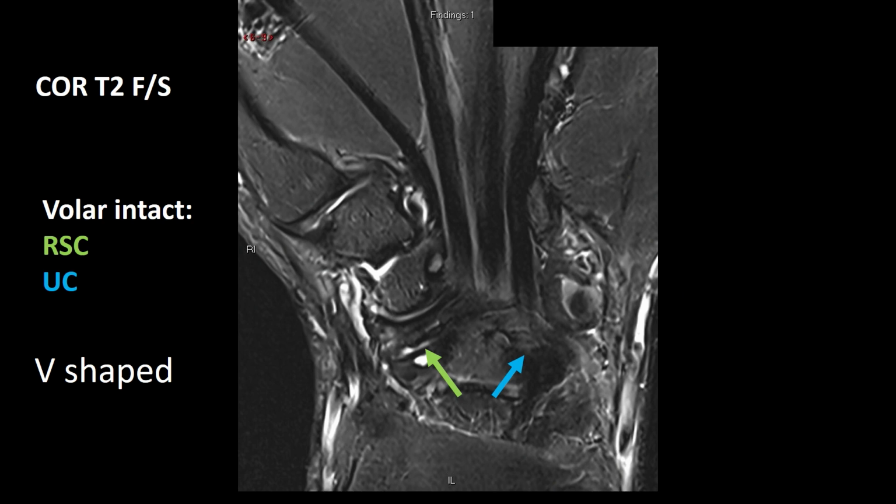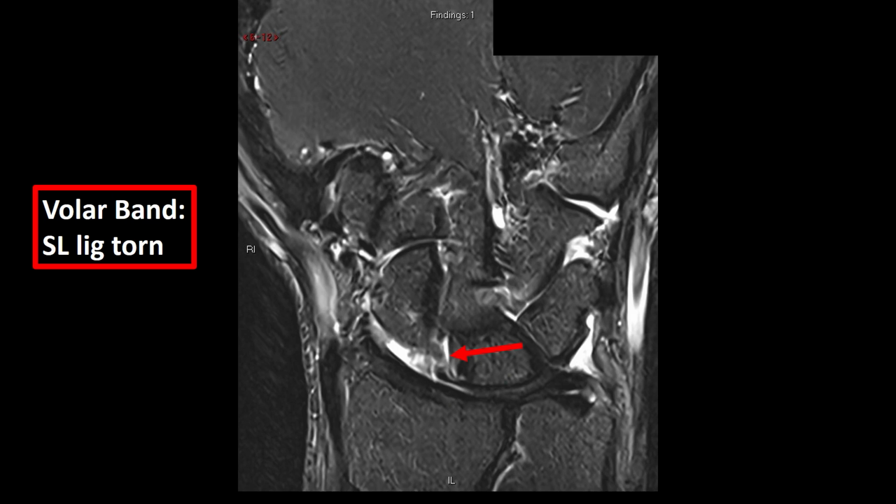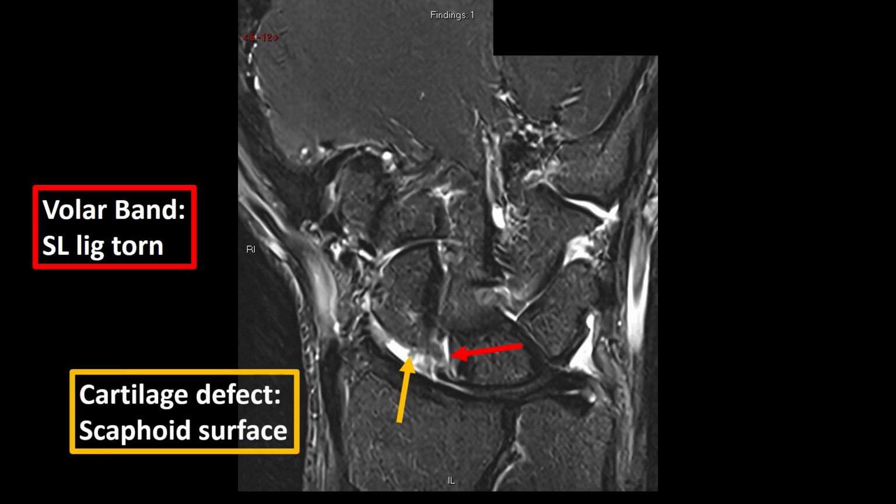All right, the MR. So that was your plain film. And now the MR, we're going to start volarly. You can see that the volar ligaments, that V-shaped ligament is intact with the radioscaphocapitate and the ulnar capitate. And then as we move more into the wrist, however, now we have even the volar band. We have a little bit of cartilage defect. So the volar band and the cartilage along the scaphoid surface is disrupted there.